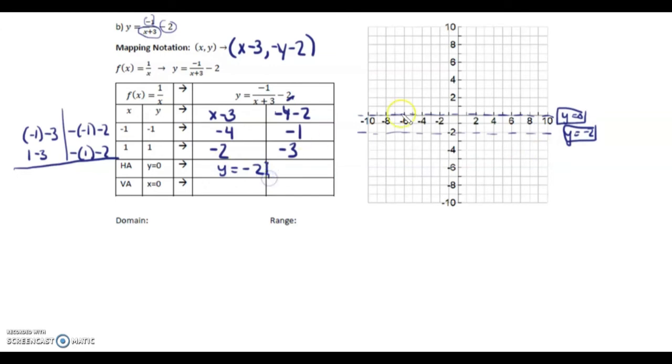And we don't need that. Okay, and what about our vertical asymptote? So our original vertical asymptote is x equals 0. Okay, and this is going to be affected if it moved right or left. So we're actually moving left 3, so our vertical asymptote is going to be -3. 1, 2, 3. So our new vertical asymptote is x equals -3.